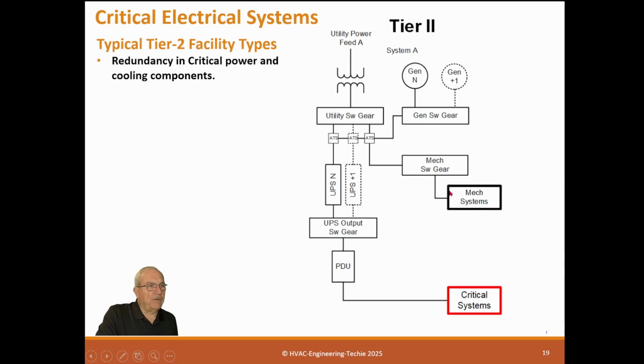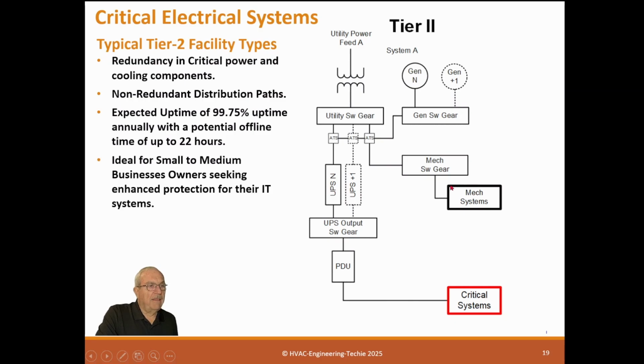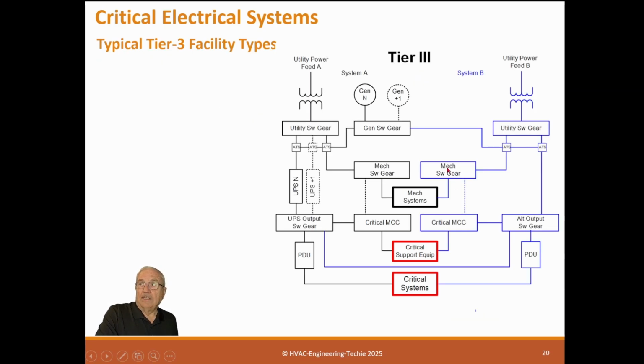Redundancy in critical power and cooling components. Non-redundant distribution paths. Expected uptime is 99.75% annually with a potential off time of 22 hours. Ideal for small to medium business owners seeking enhanced protection for their IT systems. You can see it's getting a little more pricey as we go up. And this is Tier 3.